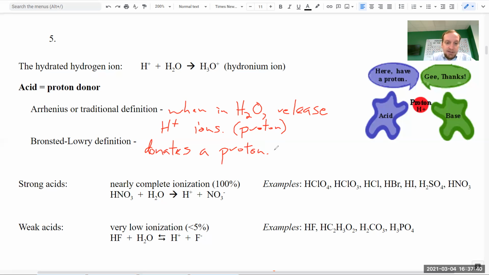So again, here you see in the image, this is called nitric acid, HNO3. It's going to release that H+ ion in the presence of water, releasing the ions H+ and NO3 negative. Again, that's a dissociation or ionization.